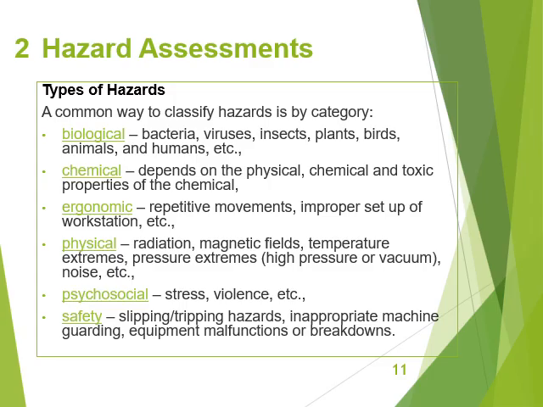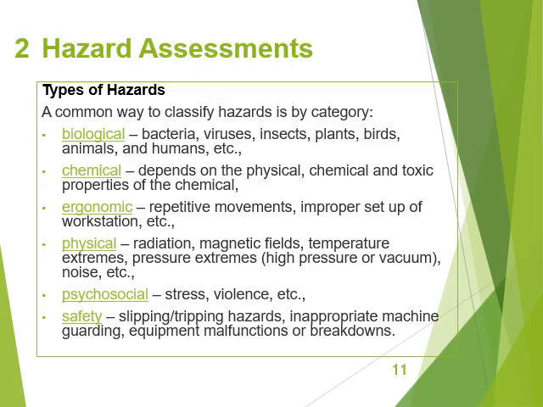A common way to classify hazards is by these categories: biological: bacteria, viruses, insects, plants, birds, animals, and humans, etc. These sources can cause a variety of health effects ranging from skin irritation and allergies to infections. Example, tuberculosis, AIDS, cancer, and so on. Chemical: depends on the physical, chemical, and toxic properties of the chemical.